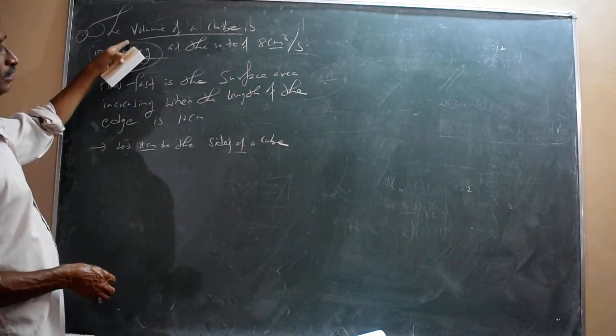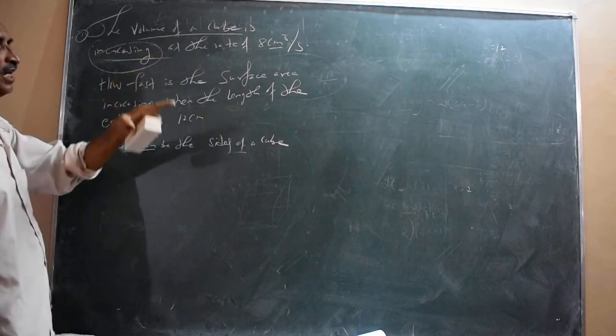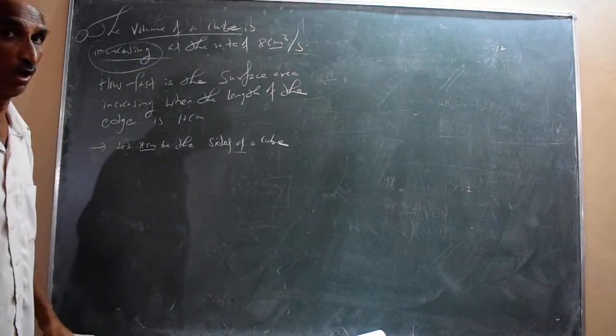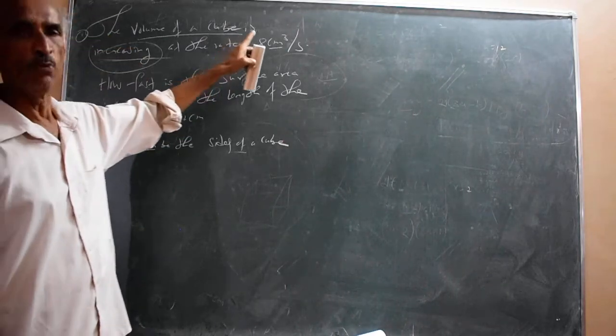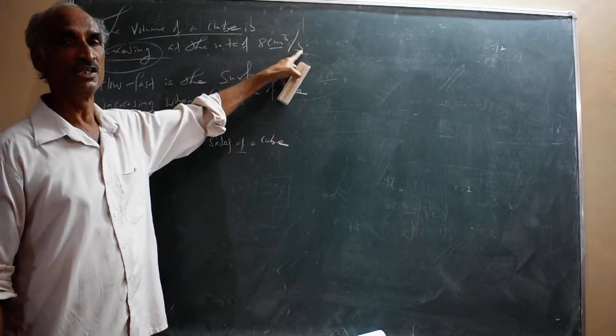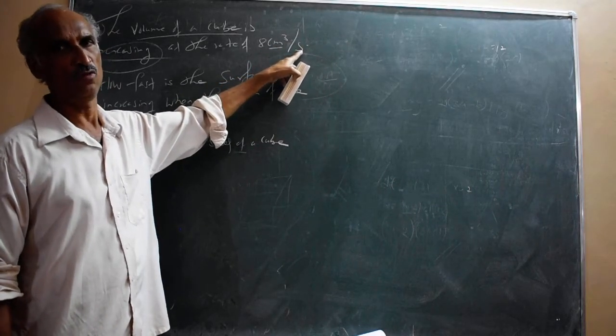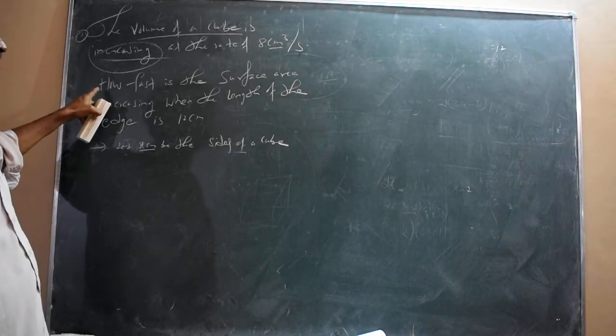What we have to work out, just identify that first. The volume of a cube is increasing at the rate of 8 centimeter cube per second. It is not simply volume, it is the change in volume. Change in volume means dV, per second interval means per time. Therefore, with respect to time, it is dV by dt, 8 centimeter cube per second.